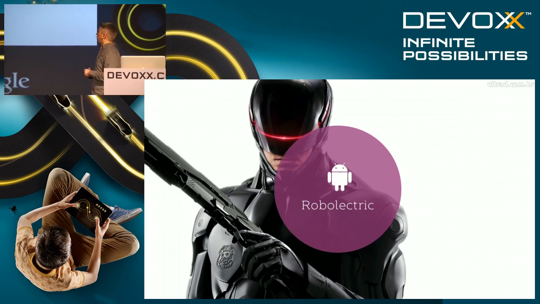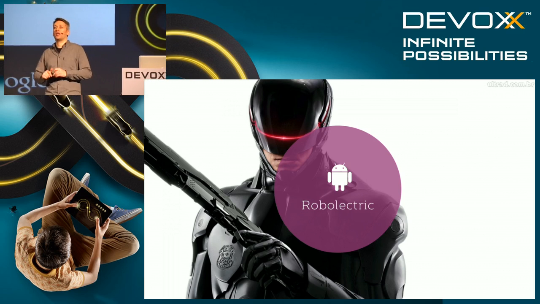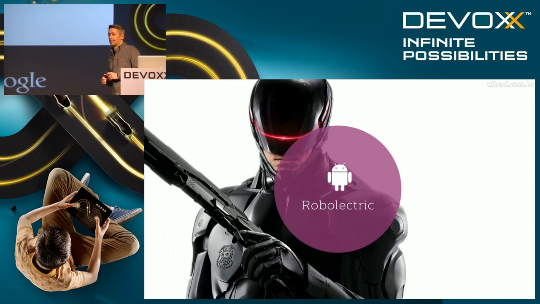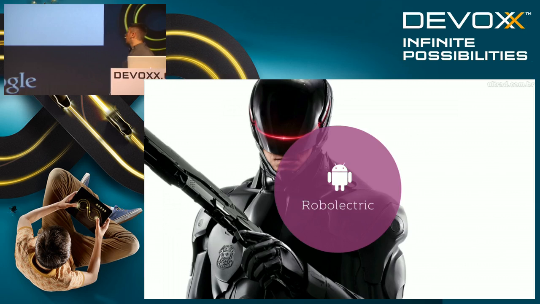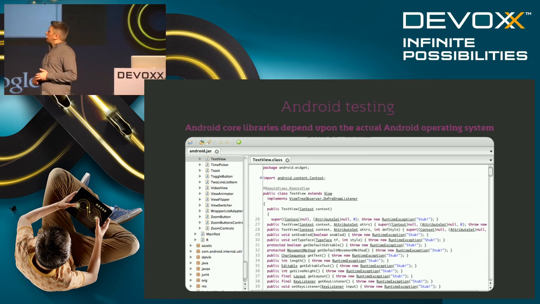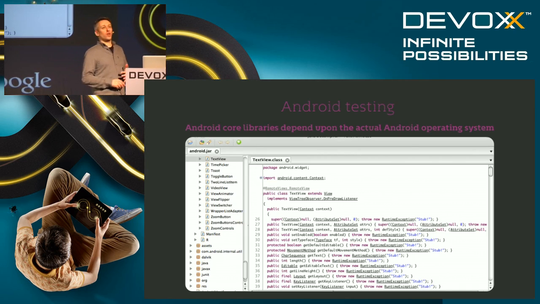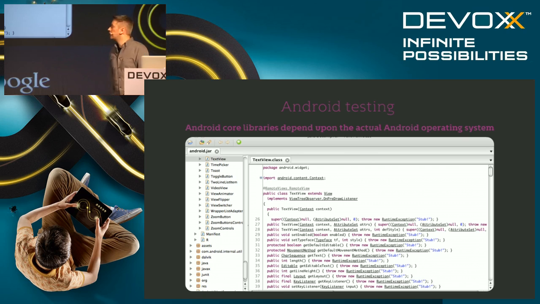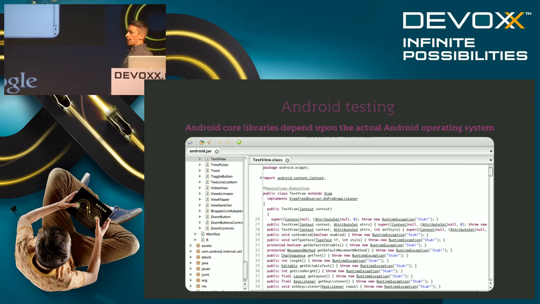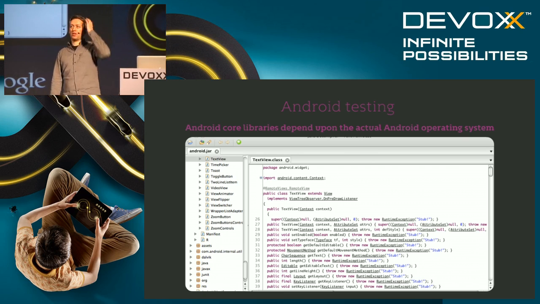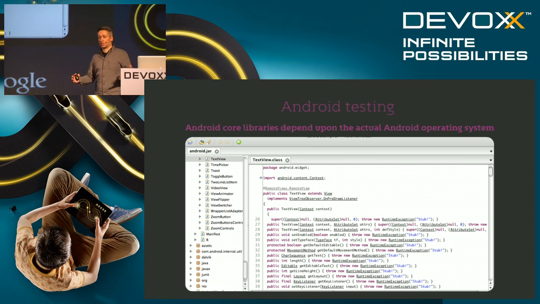Now let's take a look at another tool. And the next tool we'll take a look at is called Robolectric. Now, until now, we've always been busy writing tests that really depend on an Android device or emulator. That doesn't really matter for this story, but we really needed an Android system.